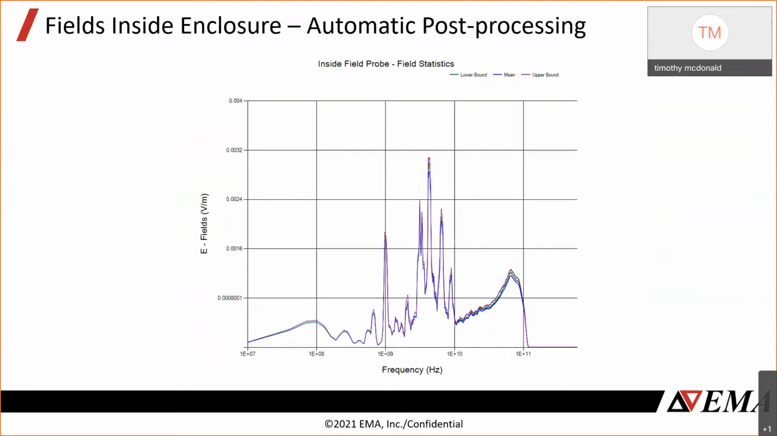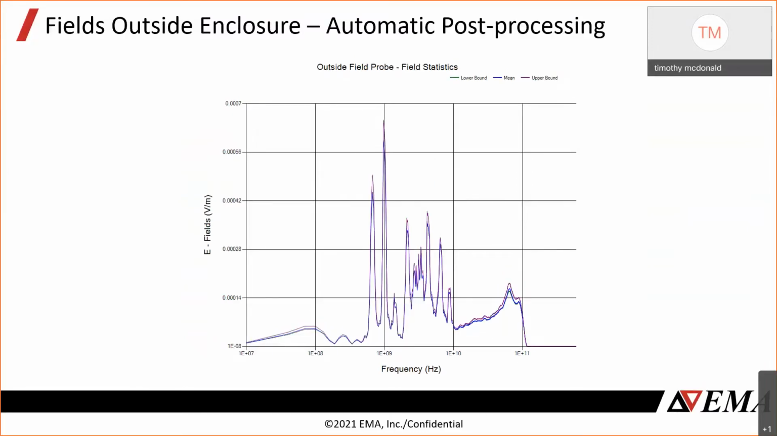And again, EMA3D cable statistically assesses these fields. So we're getting the max, min, and mean at each frequency inside a specified volume within the enclosure. So 4 millivolts per meter and then 0.7 millivolts per meter outside the enclosure. So we can set our viewpoint outside the enclosure wherever we want it to be, 1 meter, 3 meter away to match our radiated emissions standard.